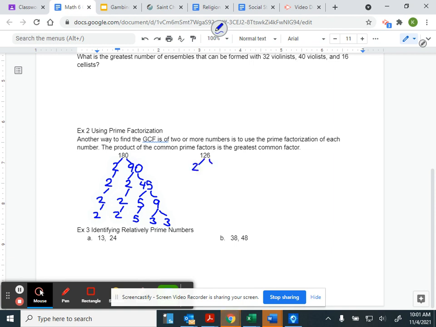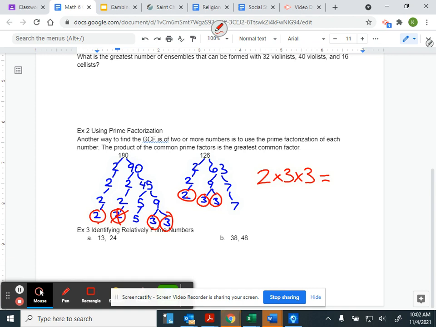126 divided by 2 would be 63. 2 is prime. 63 is 9 and 7. 2 is prime. 9 is 3 and 3. 7 is prime. So what I'm going to look at is to see which primes do we have in common. And I see we have 2 times 2 times 3 times 3 and 2 times 3 times 3 times 7. 2 3's, 2 3's. So what we have in common is 2 times 3 times 3.